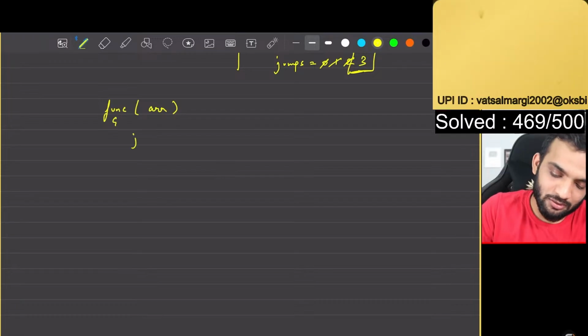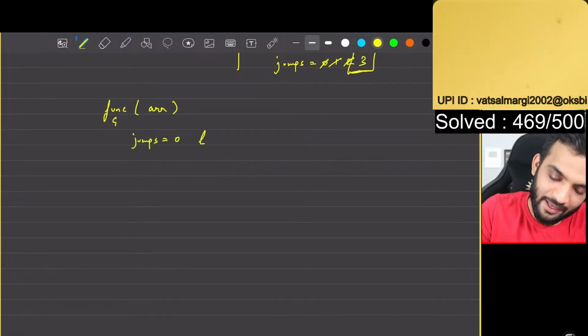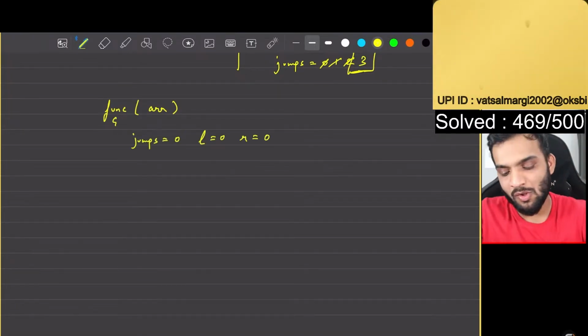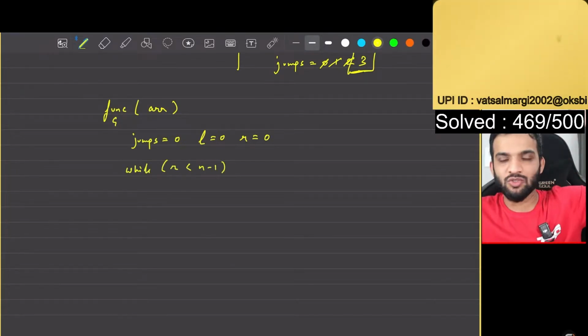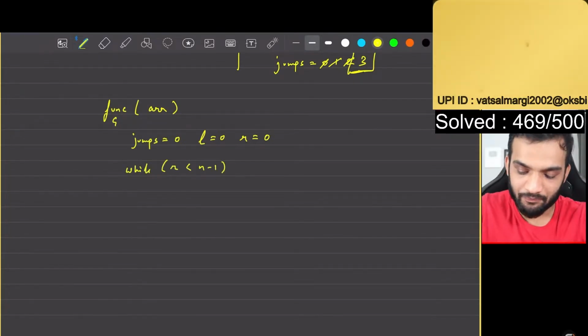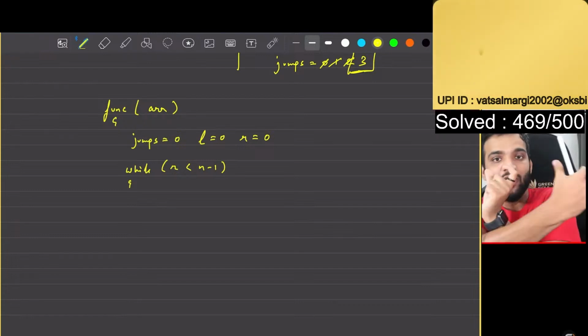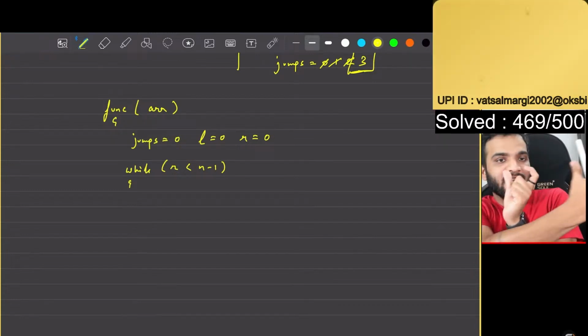What do I need? Okay, initially, I'm doing 0 jumps. I'm having L initially at 0, R initially at 0. So I'm going to try out everything now. I can try out till my range, and the right of the range should be lesser than n minus 1. If it exceeds, goes at n minus 1 or beyond n minus 1, I stop. Okay, at this time, what do I do? For this range, I find out what is the farthest I can go.